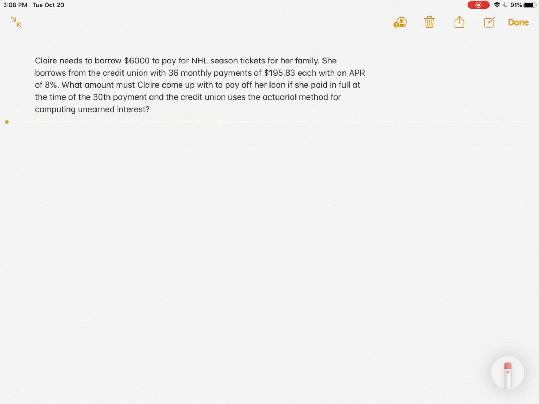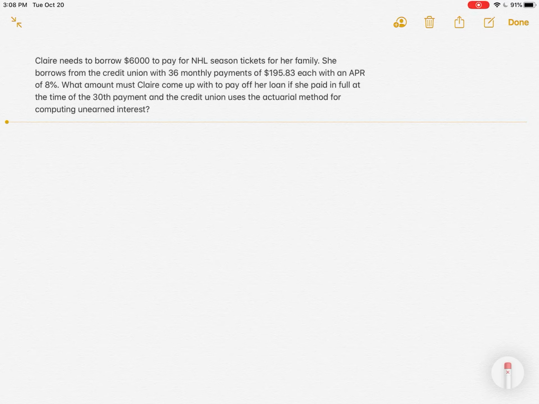But here we have a woman, Claire, who needs to borrow $6,000 to pay for some season tickets for her family. She borrows from the credit union with 36 monthly payments of $195.83 with an APR of 8%. What amount must Claire come up with to pay off her loan if she paid in full at the time of her 30th payment? And the credit union uses the actuarial method for computing unearned interest. That unearned interest formula I shared with you is the actuarial method for computing unearned interest.